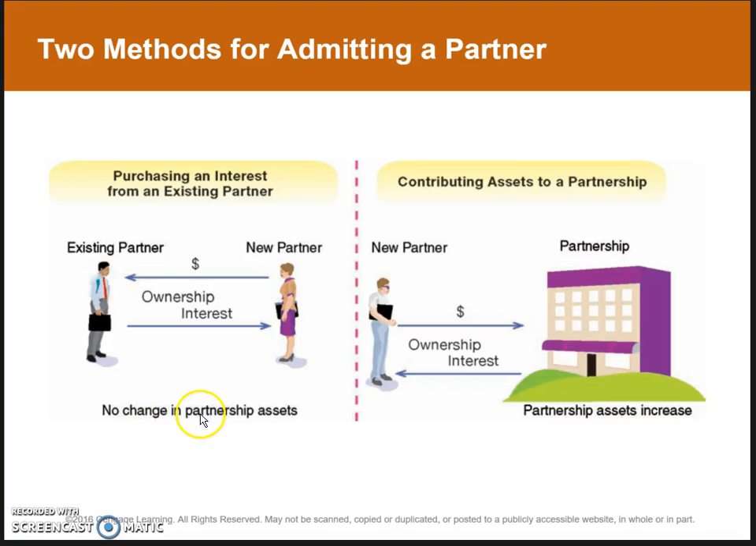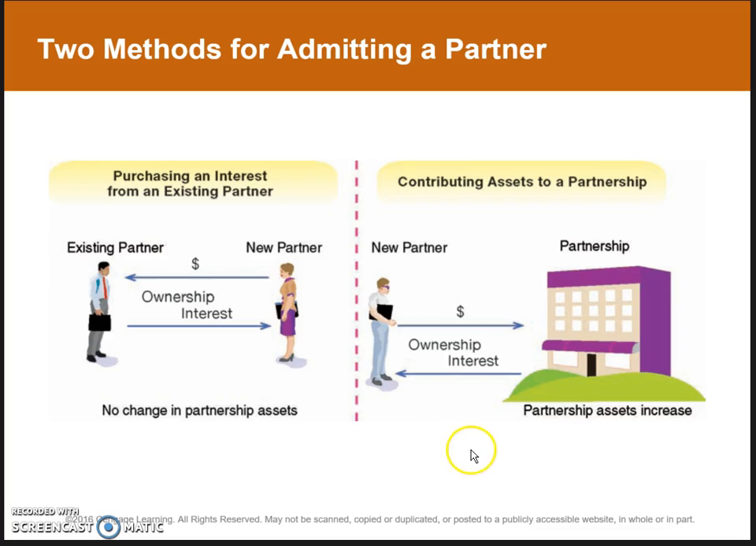Okay, this video is going to show how a partner can purchase an interest in a partnership. There are two ways. The first way is to purchase an interest from an existing partner. So you're going to go to a partner outside the partnership. So you're going to go to him or her as an individual and purchase part of his or her ownership interest. The second way is to actually take your assets and place them into the partnership, thereby contributing assets to a partnership.